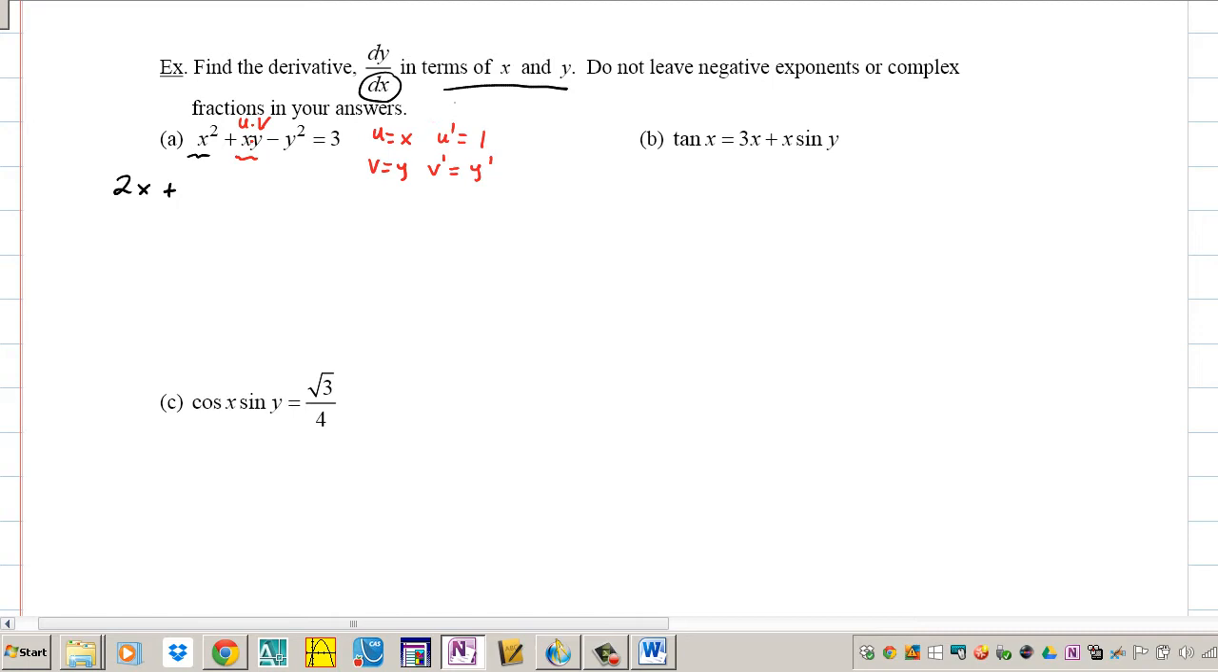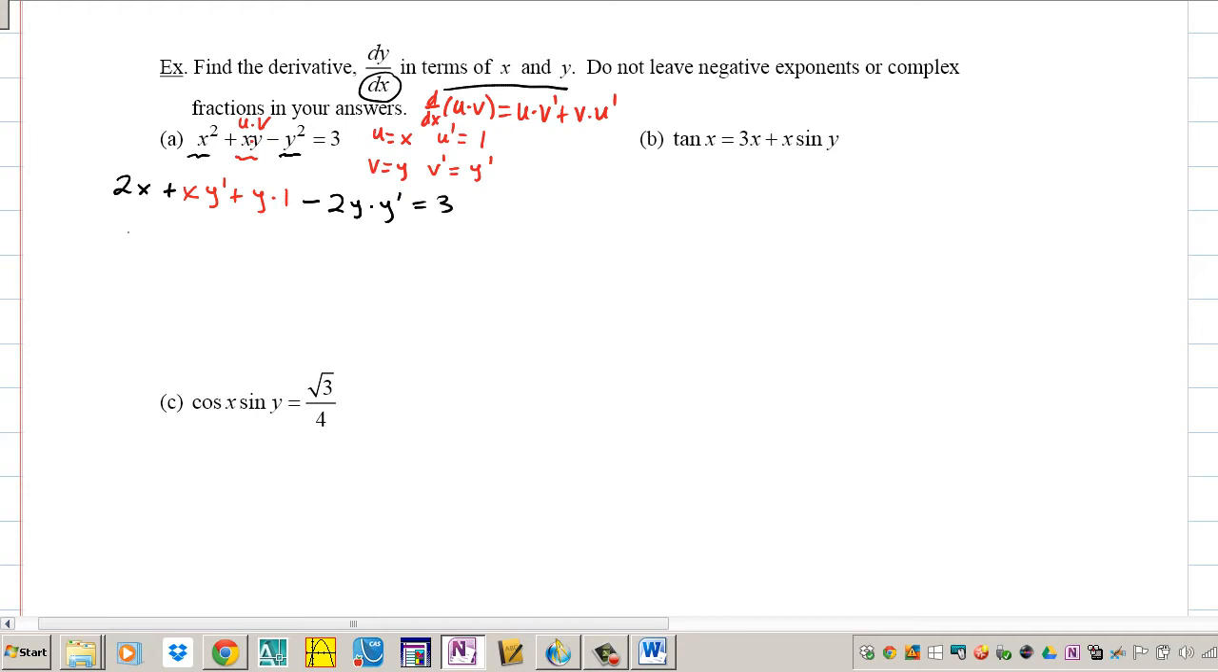So you guys know that the derivative of u times v is u v prime plus v u prime. Okay, so let's go ahead and use that rule. So it's going to be u times v prime plus v times u prime, and then the derivative of negative y squared is minus 2y times y prime, which is equal to 3.